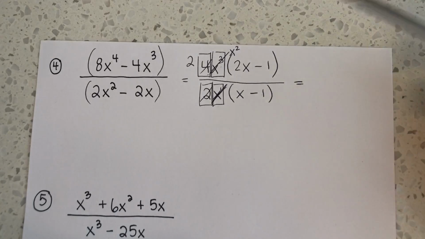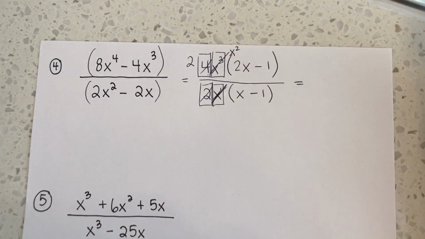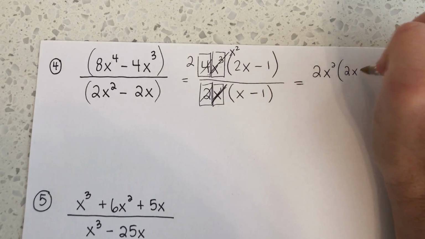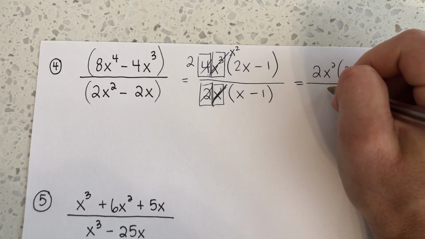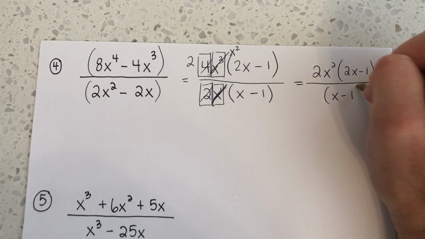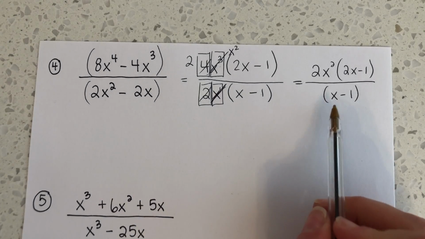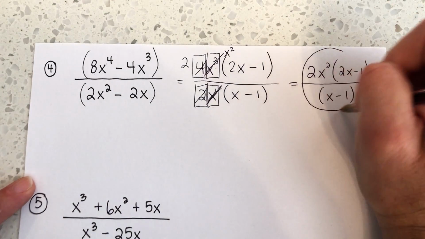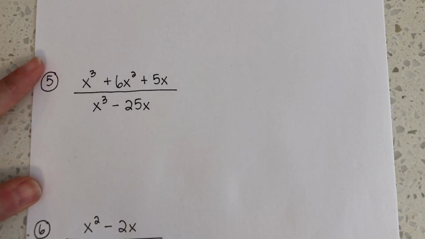Okay, and then we're left to see what's on top, and then that's it. So 2 times x squared times this is left on top. And then on bottom, the only thing that's left is the x minus 1. And again, if you're tempted to reduce him with something you're not allowed to, then leave him in parentheses. But you don't technically have to put the bottom in parentheses. And that is your reduced answer.